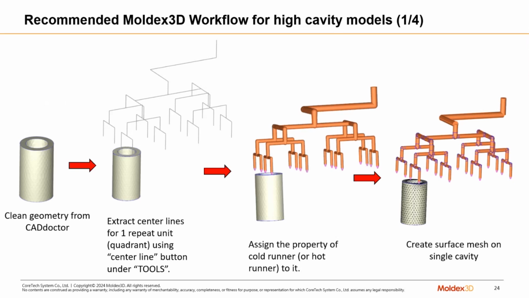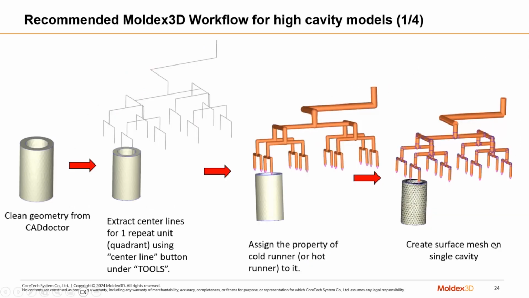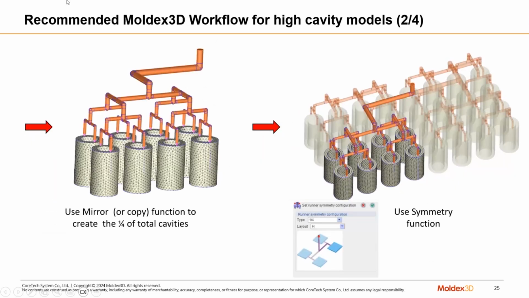The first thing we do is clean the geometry from CAD Doctor. That's what we did. Now we're going to extract the center lines. This is what we have, and this is the step for it. Then we assign the property of cold runner or hot runner to it, so it knows that this is going to be my runner system. Then we create a surface mesh on the single cavity. Then we copy this cavity and make copies of it to attach to these gates. And that's what we did.